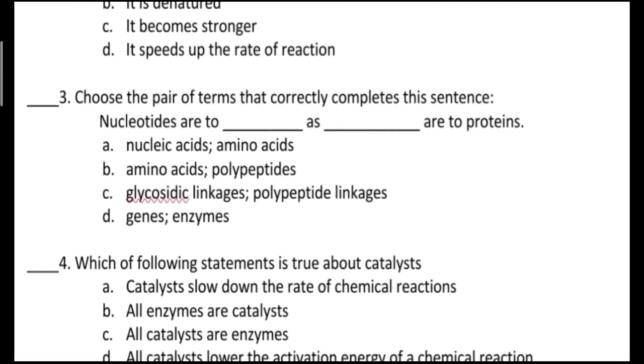Okay, so number three, we have choose the pair of terms that correctly completes this sentence. Nucleotides are to blank, and amino acids are to blank. As I told you in number one, nucleotides are building blocks of nucleic acids, and amino acids are building blocks of proteins. So we say nucleotides are to nucleic acids, and amino acids are to proteins. So that's letter A.